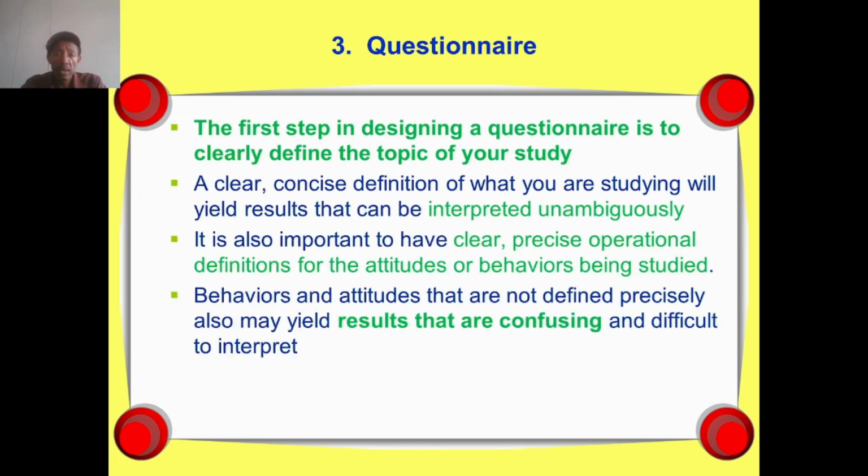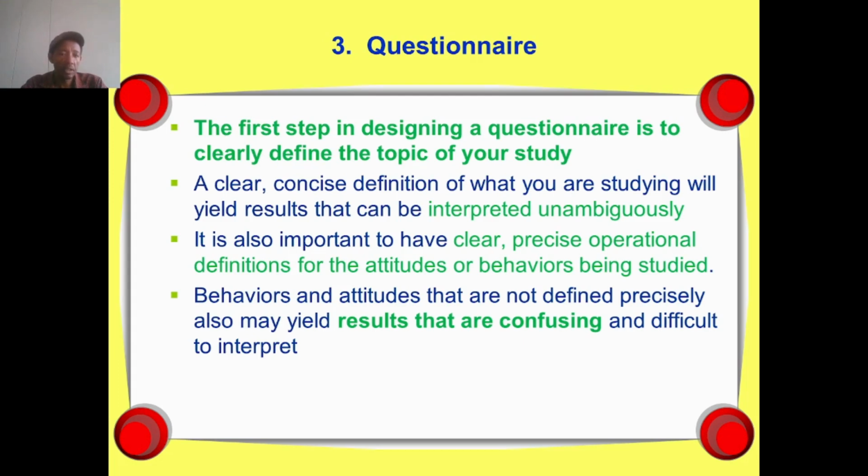The third one is the questionnaire. The first step in designing a questionnaire is to clearly define the topic of your study. A clear, concise definition of what you are studying will yield results that can be interpreted unambiguously. It is also important to have clear, precise operational definitions for the attitude or behavior being studied. So the first step in designing a questionnaire is to have clear, precise operational definitions.